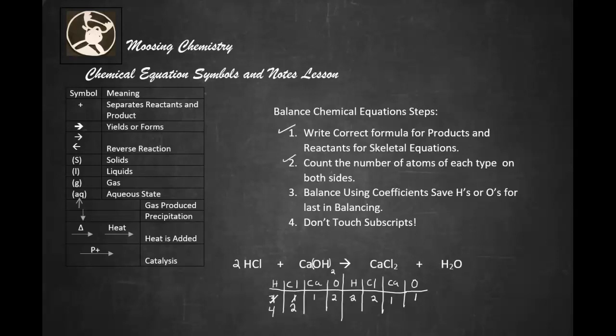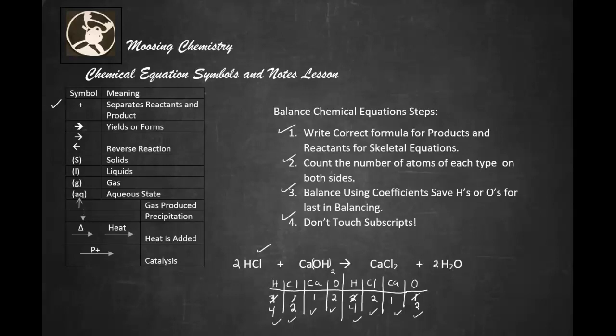All right, so we need 4 H's on this side, so we're going to change that to a 4. And this will change our oxygens to a 2. See? So now, notice that I balanced using the coefficients, and I saved the H's and O's for last in balancing, and I never ever touched the subscripts. Once I wrote the skeleton equation right here, I never touched the subscripts, okay? So this looks like it's balanced. 4, 2, 1, 2, 4, 2, 1, 2. Pretty snarly, huh?